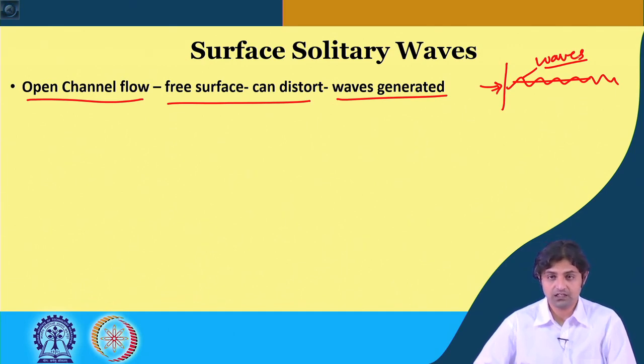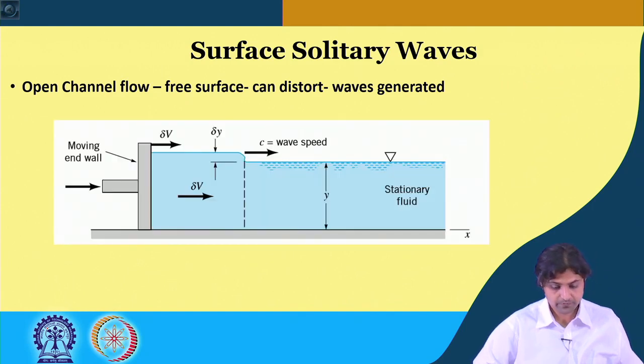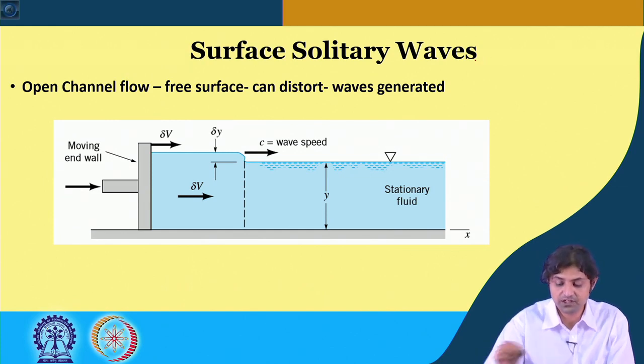One of the other things that you can see, if you throw something on the free surface, then also waves are formed. In a pond, as a child you might have thrown stones in the pond, then also you would have seen the waves were formed. That is because of the distortion of the free surface caused by the force with which the stone falls in the pond or the river. So, this is one of the ways where the surface solitary waves will be generated.